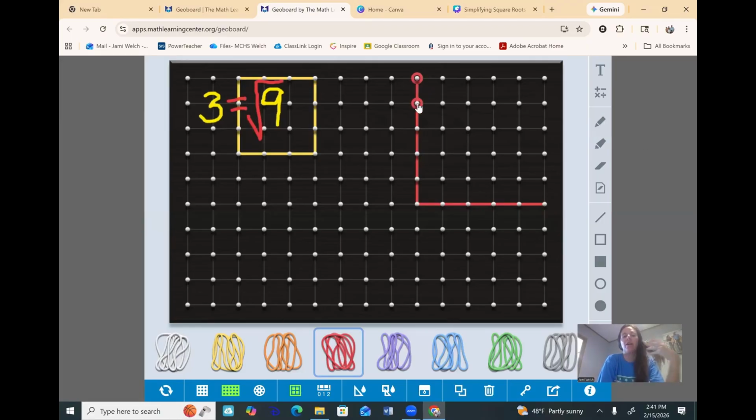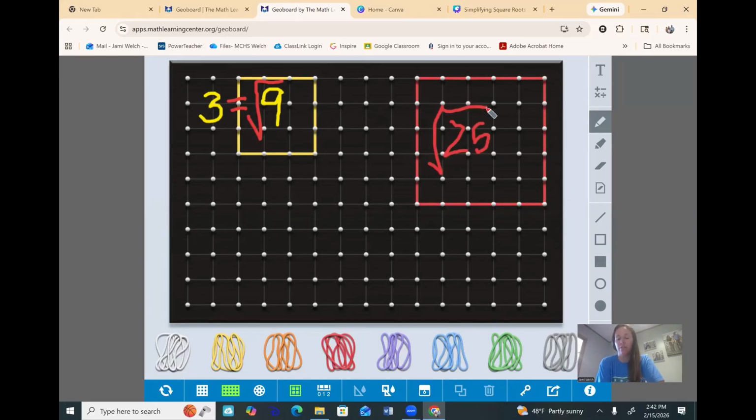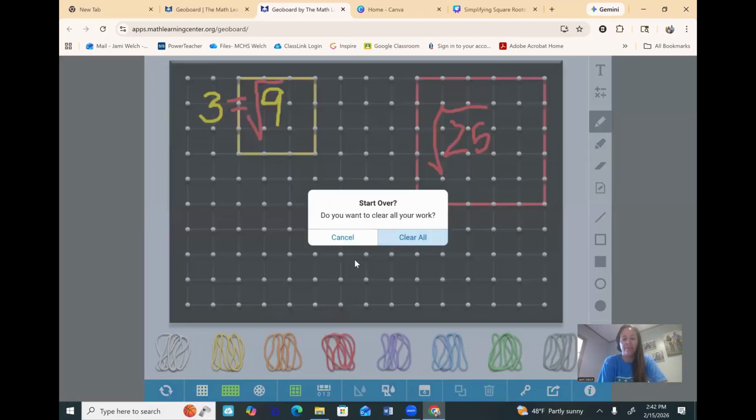And students would go, okay, well, how can I make a square with 25 blocks? And they'll go, oh, we could do a 5 by 5. It's important that they understand that for a square, all the side lengths need to be the same. So yes, great job. Okay, so here we are, 25. And so what's the side length of that square? Oh, that's 5, right? Because the square root of 25 is 5. Okay, so let's see. I think I can go right down here to clear everything.